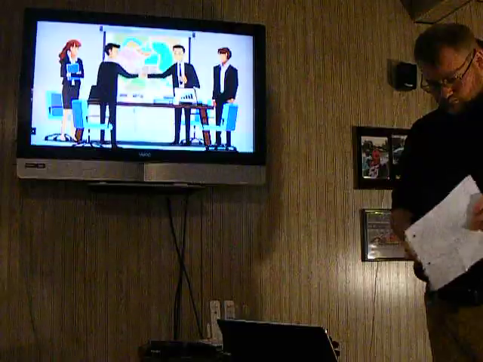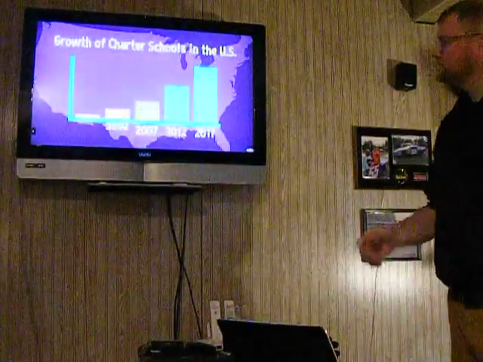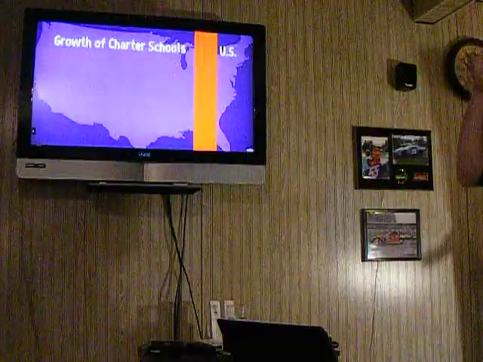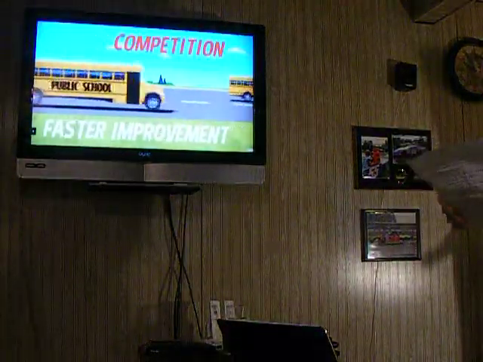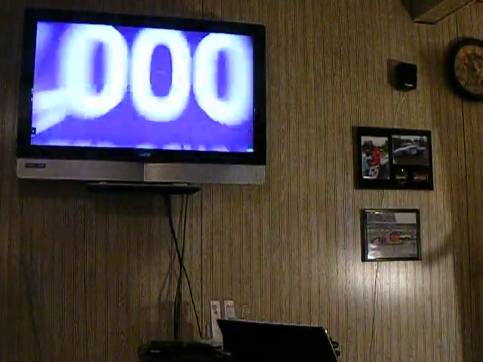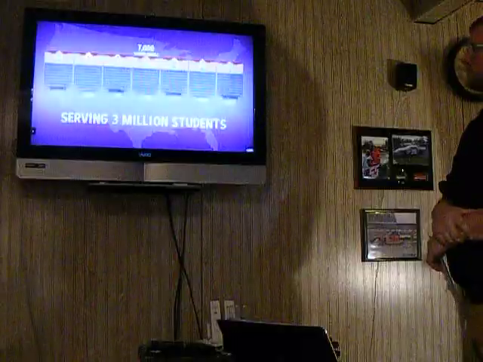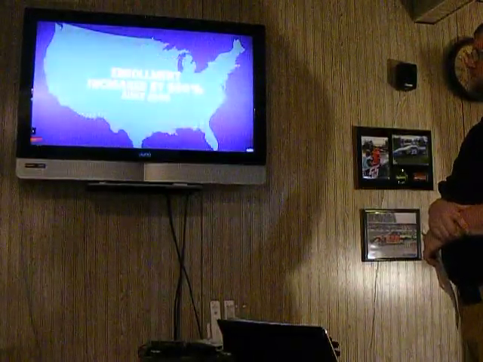And the charter school model has achieved various levels of success. Over the past 25 years, the number of charter schools in the U.S. has skyrocketed, forcing more competition and faster improvement among existing public and private schools. As of 2016, there are almost 7,000 charter schools serving 3 million students. And since 2000, charter school enrollment has increased by 600%.